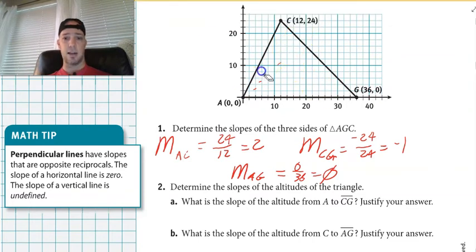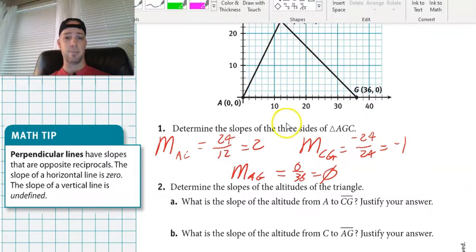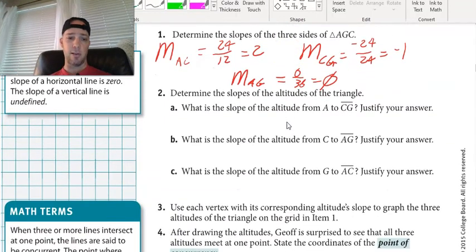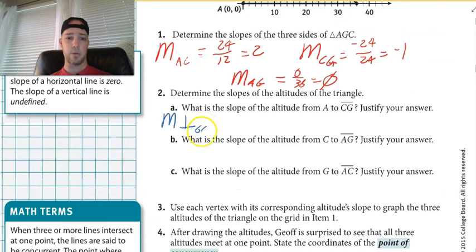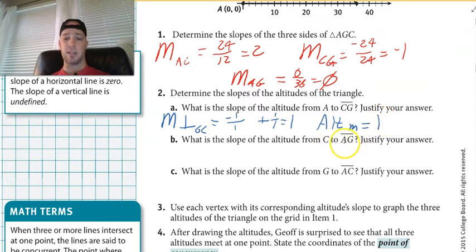Let me erase the dotted line I drew here so we can find the actual one. So a slope perpendicular to CG. So I just need to take this one and do the opposite reciprocal. So the opposite reciprocal of negative 1 over 1. The opposite sign is now positive. And the reciprocal of 1 over 1 is 1 over 1, or 1. Okay, so the altitude slope is 1.